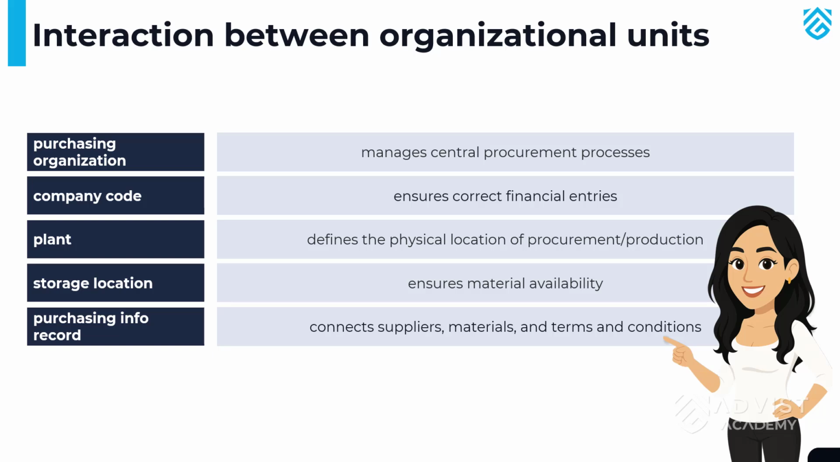The plant defines the physical location of procurement or production, and the storage locations ensure that materials are stored efficiently and are available. Purchasing info records link suppliers, materials, and conditions, enabling standardized order processing. This integrated structure ensures that purchasing is efficiently, transparently, and seamlessly integrated into finance and warehousing.